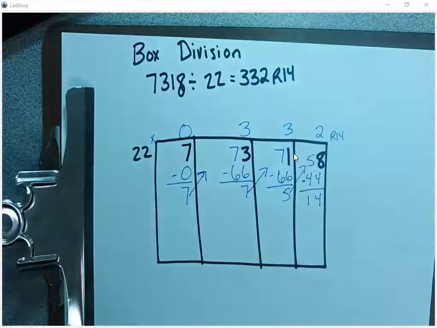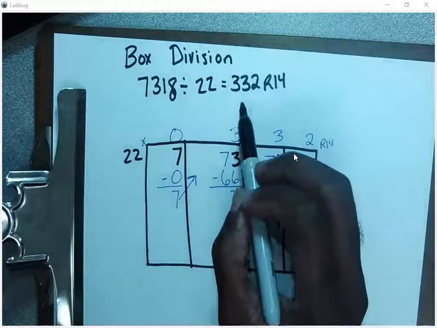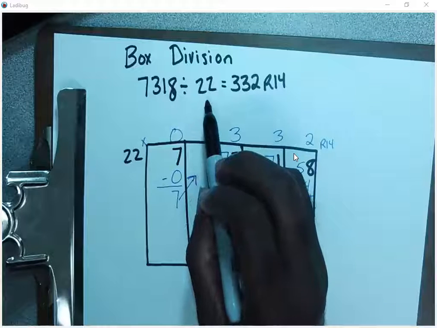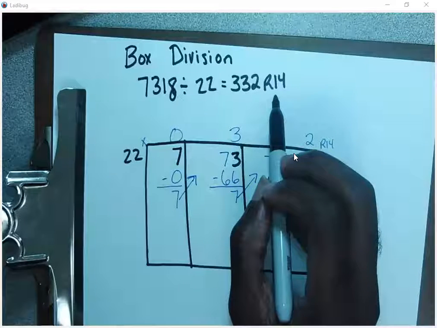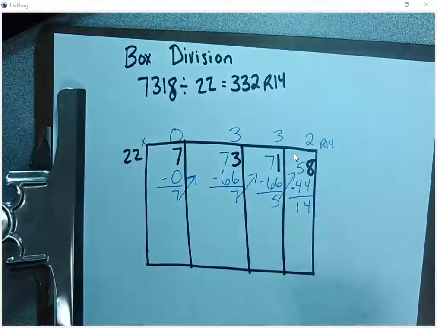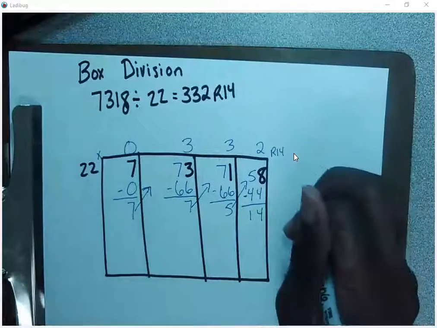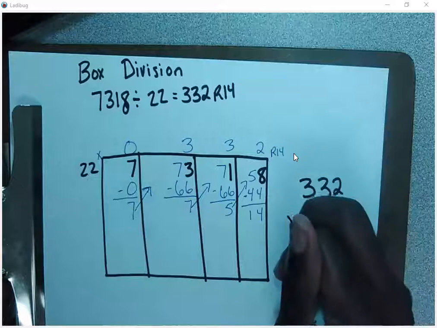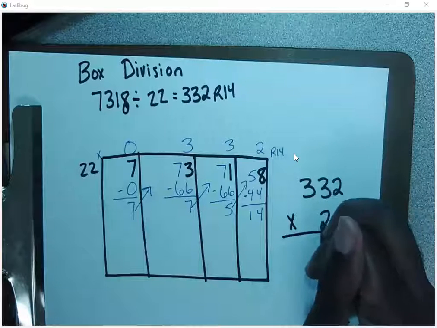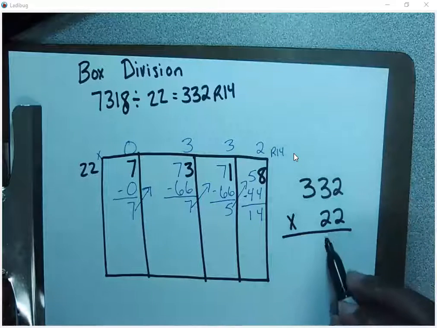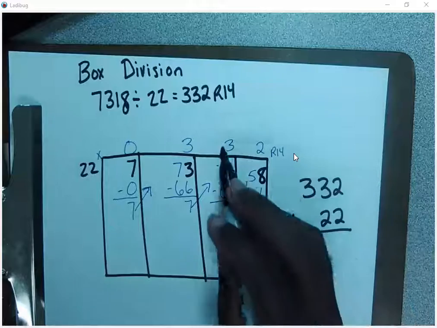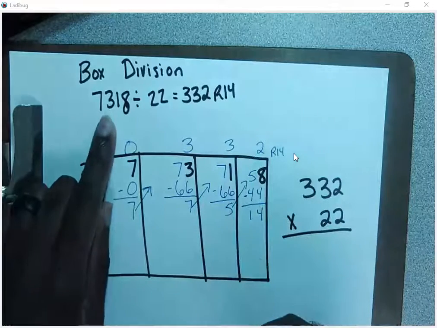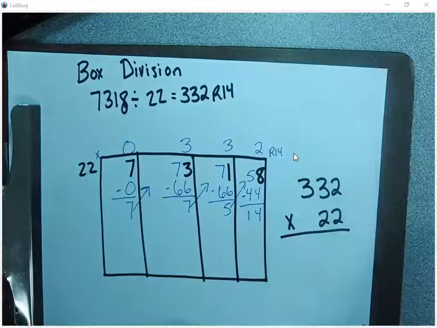You're going to take your quotient, which is your answer to a division problem, and multiply it times your divisor, and then add your numerator to it. For example, we're going to take 332 times 22. Once we get our answer for this, we're then going to add our 14 to it, and we should equal 7,318. So let's do the multiplication.